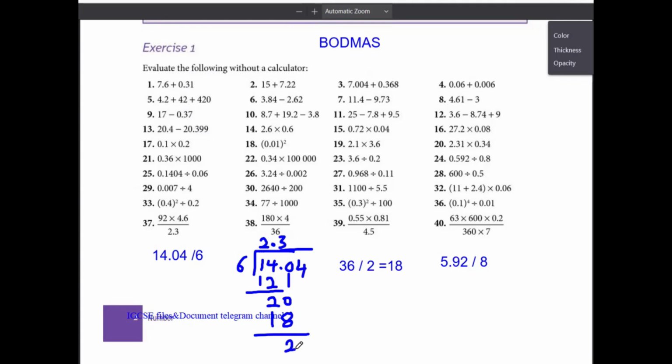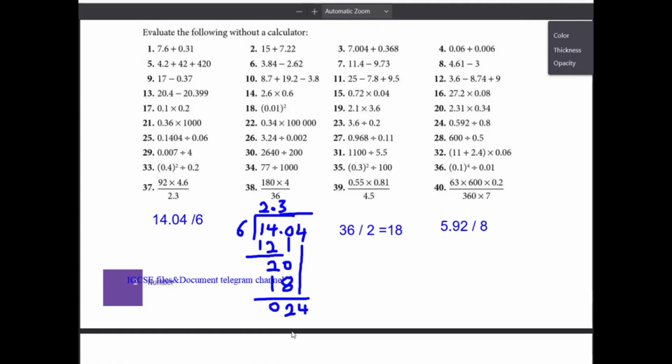The remainder is 2. Then we bring down the 0 and the 4. Do we have 24 in table 6? Yes, we do. So we write the 24 itself. And that's equal to 4. And there is no remainder. The remainder is 0. So this is how we do the division. Whenever we're dividing by a decimal, the first step is we remove the decimal point by multiplying both numbers.